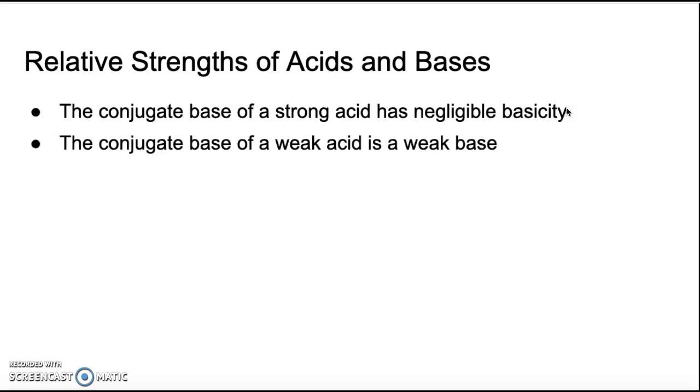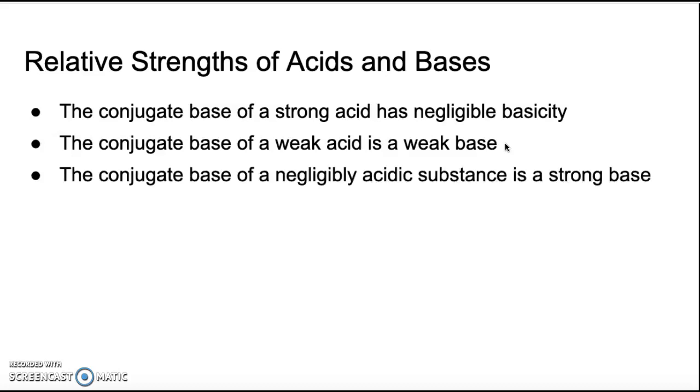On the other hand, if you've got the conjugate base of a weak acid, that's going to be a weak base. So if you have a weak acid, its conjugate base will act as a weak base. It'll react with acid in solution and increase the solubility of the compound. And then our final situation, the conjugate base of something that is not acidic will be a strong base. So if you take the conjugate base of something that is a really, really weak or negligible acid, then the conjugate base will be a strong base. So it's opposite, basically. The stronger the acid, the weaker the conjugate base.